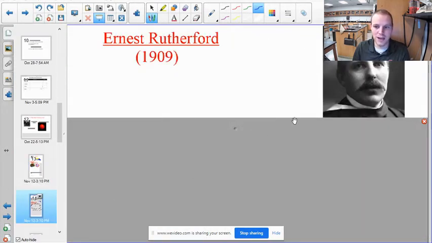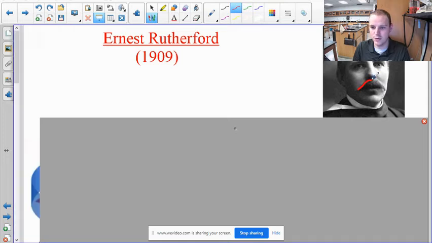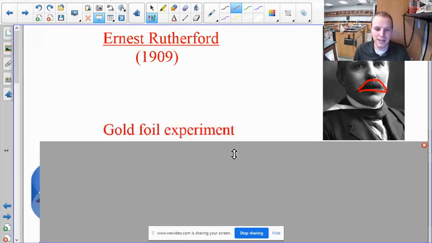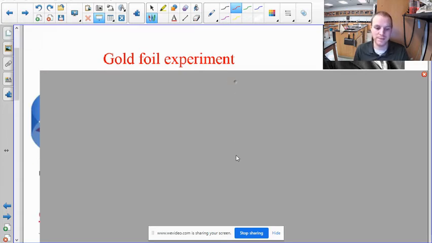Now this brings us to the man with an amazing mustache. Look at this thing. Boom. Oh yeah, that is a healthy mustache right there. Ernest Rutherford, okay? Ernest Rutherford, and he is famous for his gold foil experiment, the gold foil experiment.